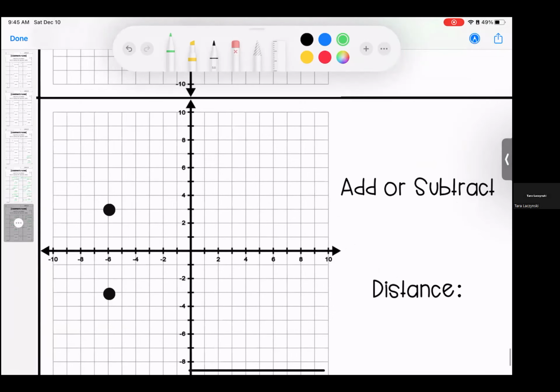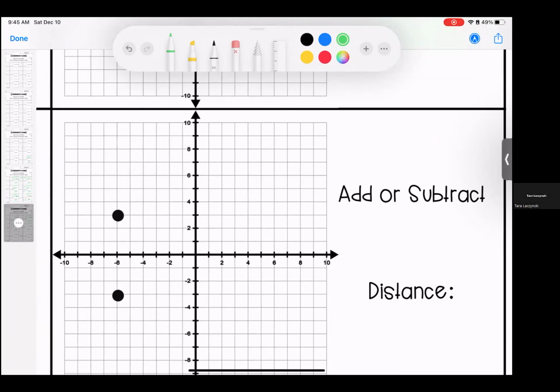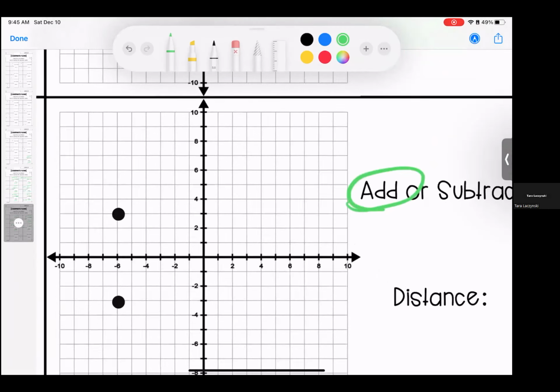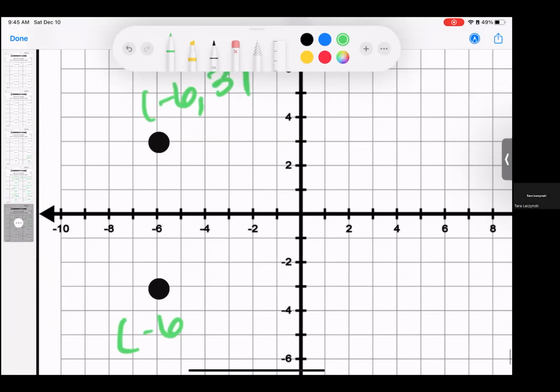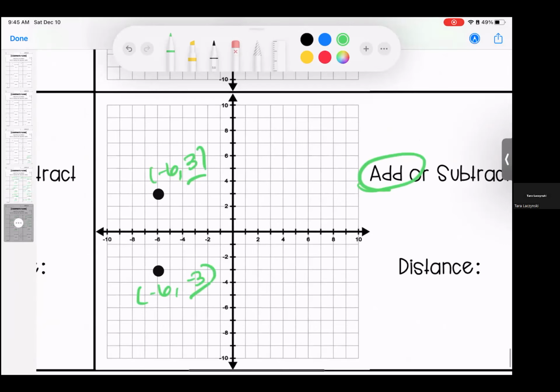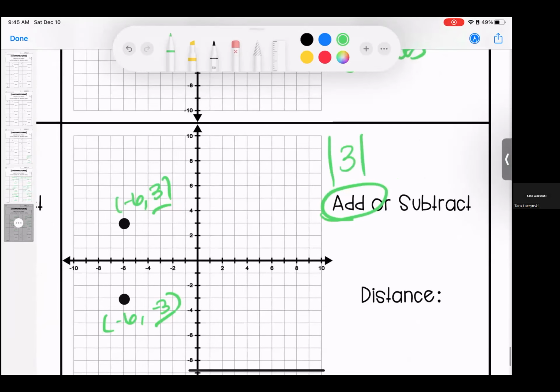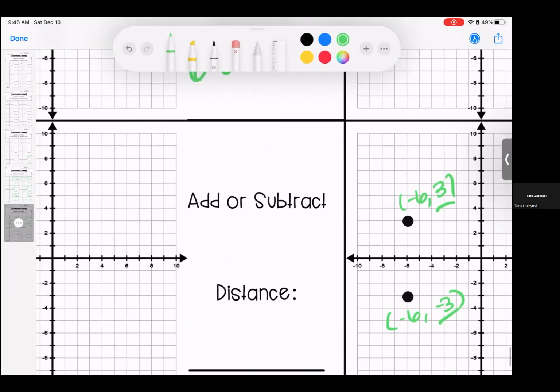Down here to the last one on this side, they are opposite, so we add. Zooming in to see where we are, we have an x of negative 6 and a y of 3. We have an x of negative 6 and a y of negative 3. Looking at the difference between 3 and negative 3, their absolute values. 3 plus 3 gives us a distance of 6.